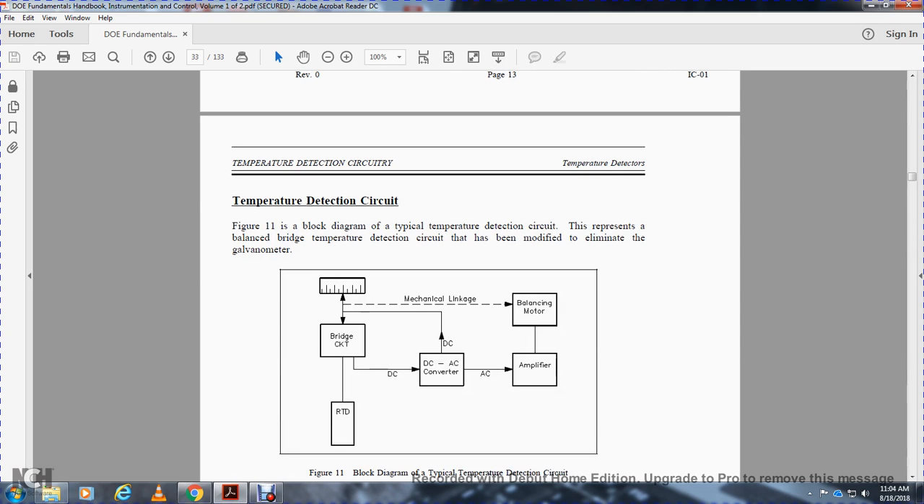Temperature detection circuit: Figure 11 is a block diagram of a typical temperature detection circuit. It is representative of the balanced bridge temperature detection circuit that has been modified to eliminate the mechanical linkage between the scale and the balance motor. The blocks are the balance motor, the bridge circuit with the resistance temperature detector, the DC to AC converter, and the amplifier.